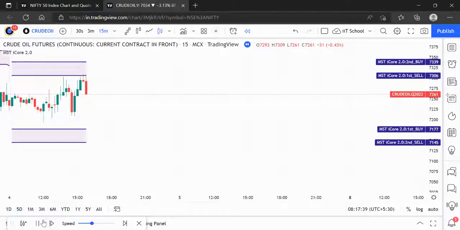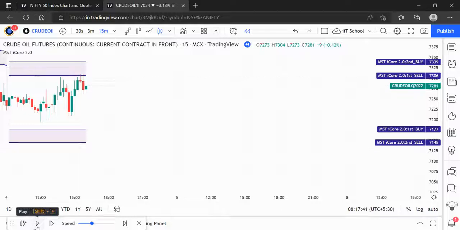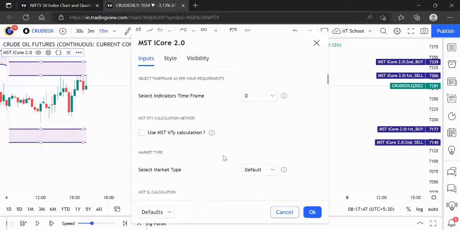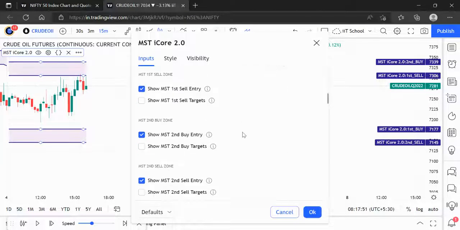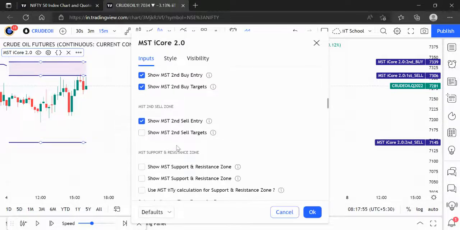Yeah, now perfectly sell got activated. See here, perfectly sell got activated. So come to the settings. Since sell is activated, what do you have to do? Remove the buy entry, enable the first sell targets, enable second buy and second sell targets.